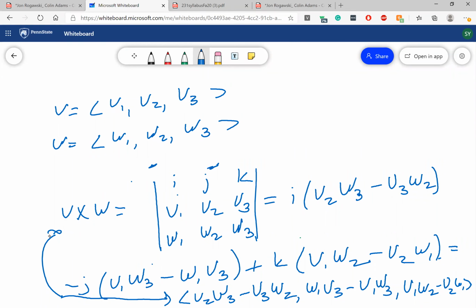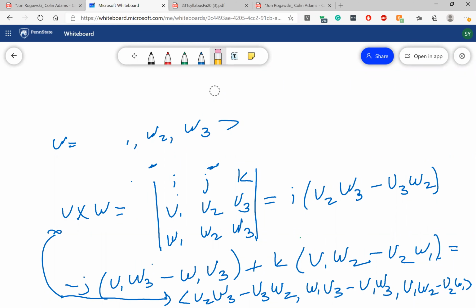Okay. Any questions about this? Yeah, so why is the second part of that new notation, you have w1 v3 as the positive one minus v1 w3, but in the part above there, you have minus j times v1. Oh, never mind, it switches with the sign, yeah. Yeah. Okay.